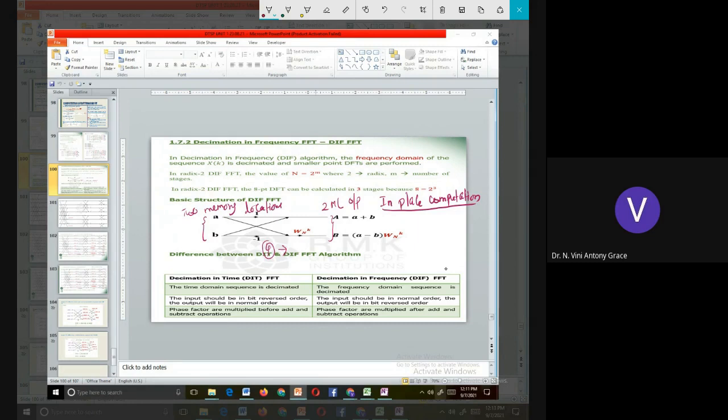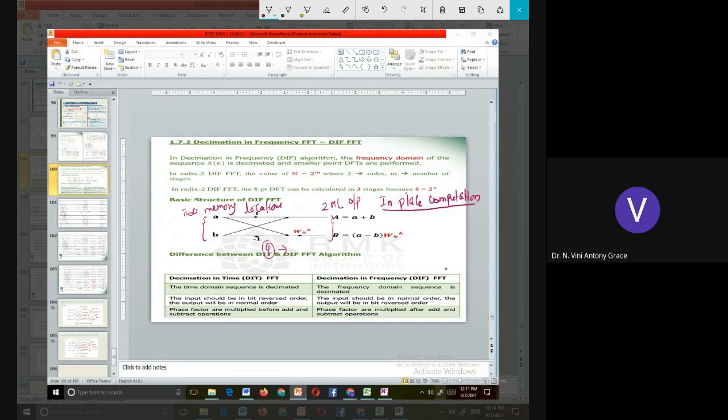If it is asked in 2 marks, what is in-place computation, you have to explain it like this. In all the books, if you are buying a book, it will be given. Especially the Ramesh Babu book, as I told you, many 2-mark questions with answers are given at the end of each and every chapter.